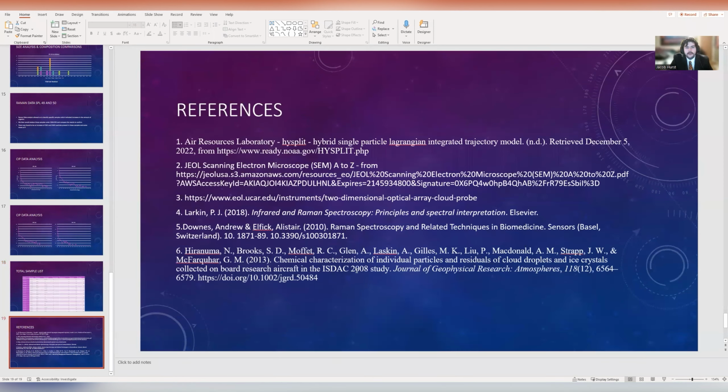And then I'll just show you my references real quick. So yeah, these are just the references that I used, and I labeled them throughout the slideshow. And then let's see, I wanted to show you one or two other things.